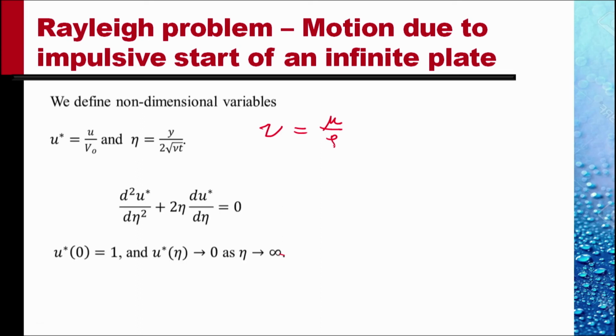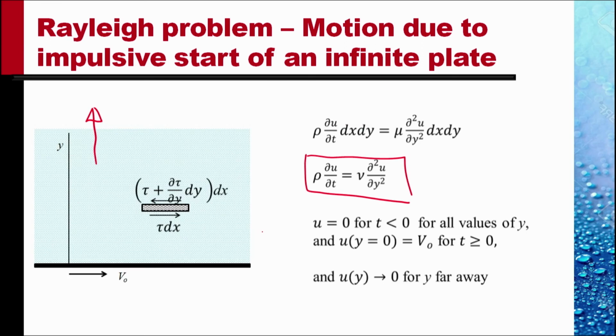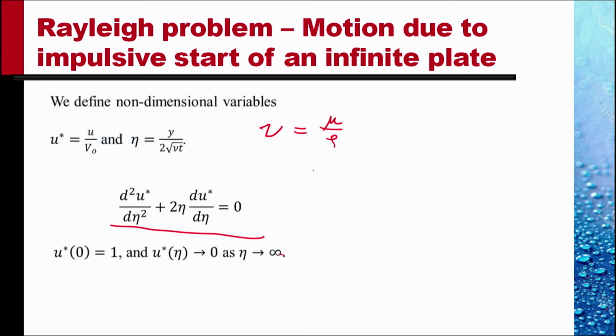If we do this and do a bit of algebra, we get this equation. Now it is interesting. From a partial differential equation, here we have reached an ordinary differential equation here. The initial and the boundary conditions also change. We have u star of 0 is equal to 1 and u star of eta tends to 0 as eta tends to infinity.